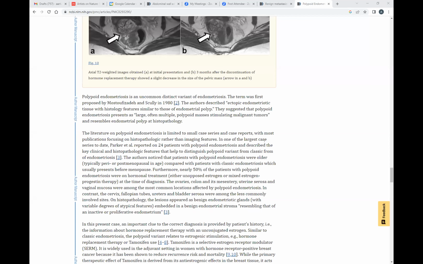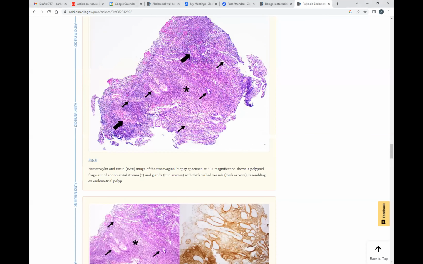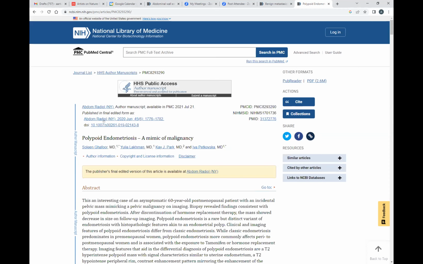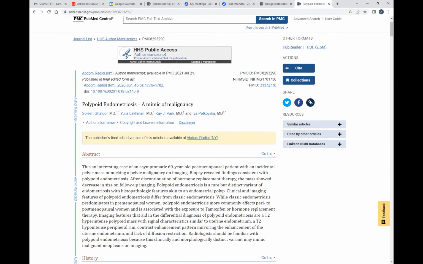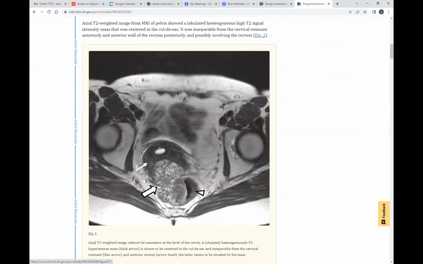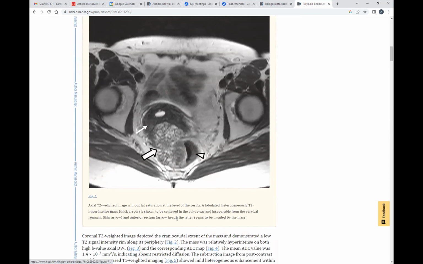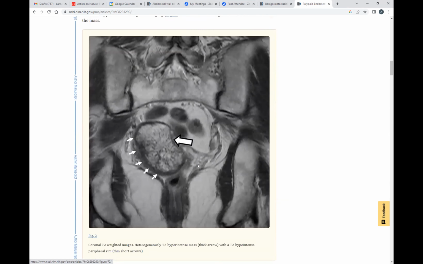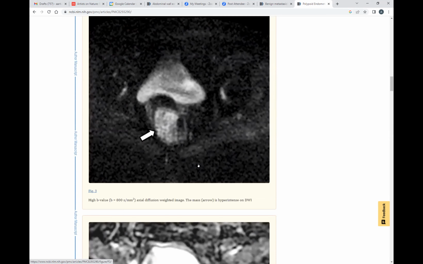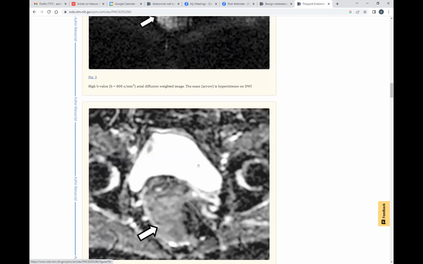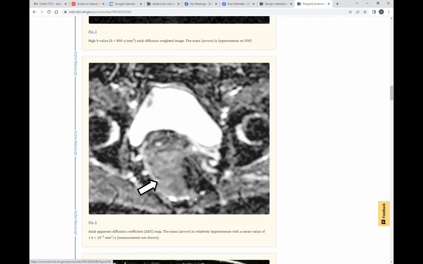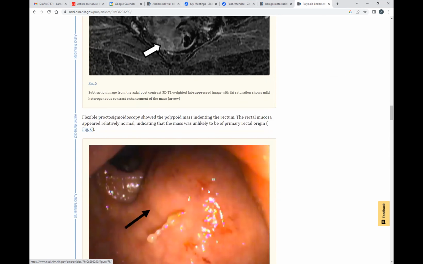Can you share your screen? Yeah. I don't have any conclusions, I'm just going to share the article I found. Can you see my article? Yes. So they used to traditionally describe it in older women. Polypoid endometriosis, a mimic of malignancy, by the Memorial Sloan Kettering group. Theirs was different. It was really T2 bright and kind of polypoid looking. Restriction, a little bit, I guess. Actually, it was pretty hyperintense, with enhancement.